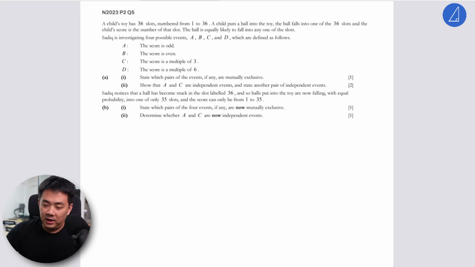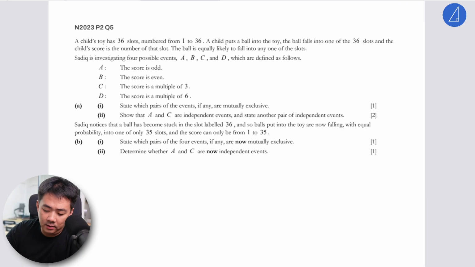So when you read this question, a child's toy has 36 slots, numbered from 1 to 36. A child puts a ball into the toy, the ball falls into one of the 36 slots, and the child's score is the number of the slot. The ball is equally likely to fall in any of the slots.